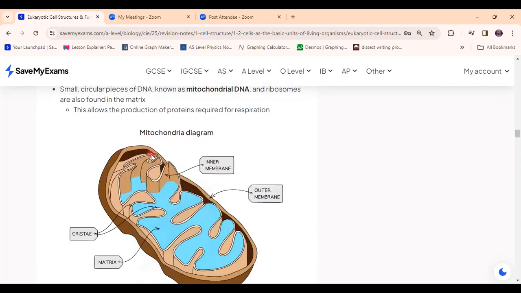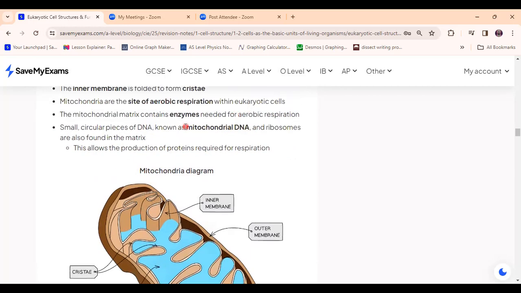So mitochondria contain the 70S ribosome, the smaller type, and this allows for the production of proteins required for respiration. So the fact that it's got its own DNA and own ribosomes means that it can make its own proteins that it will be requiring for respiration.